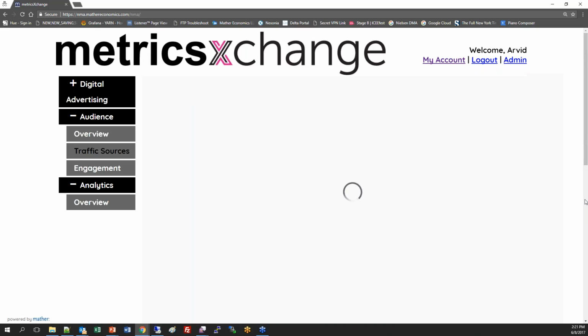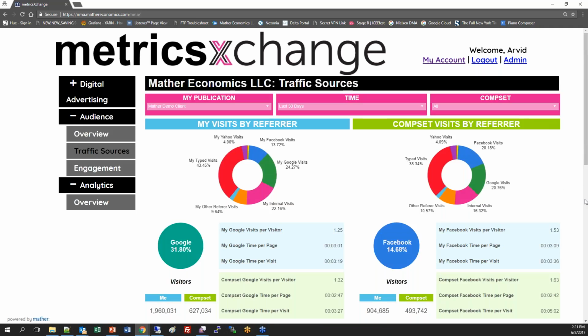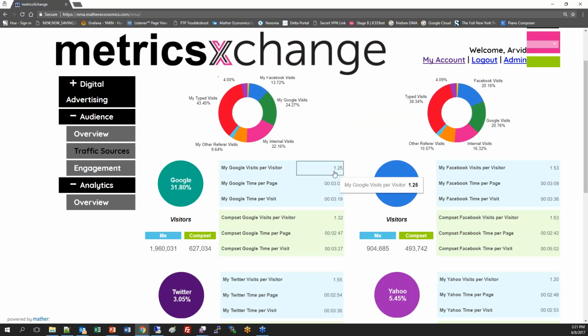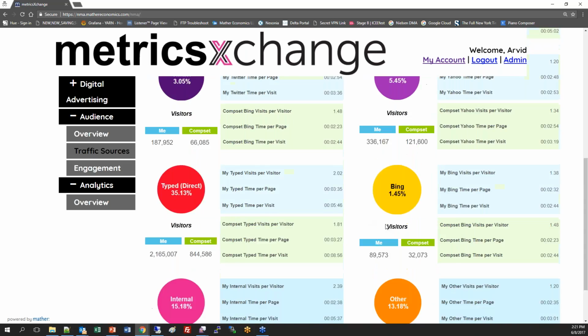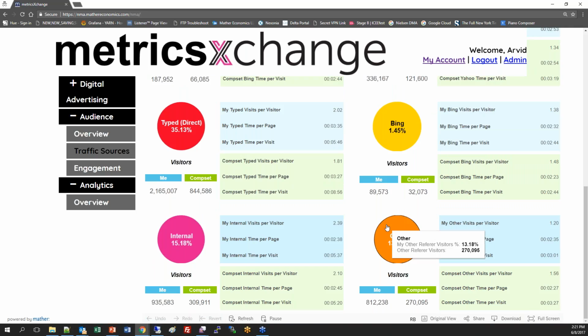Traffic sources. This is more of a drill down on the referral donut charts you saw on the prior page. It breaks down more detail on the Google referrals and the Facebook referrals. And we break down the visits per visitor metrics. For me, Google is a little bit less than the comp set. I'm also breaking down the time per visit, and so on. Essentially, it gives you a really detailed view about where the traffic is coming from. How do I compare in terms of where it's coming from, what the type is, what the engagement is of that traffic, and so on.